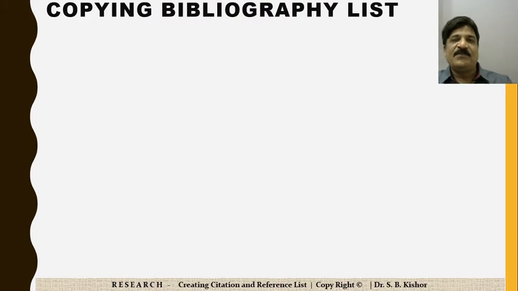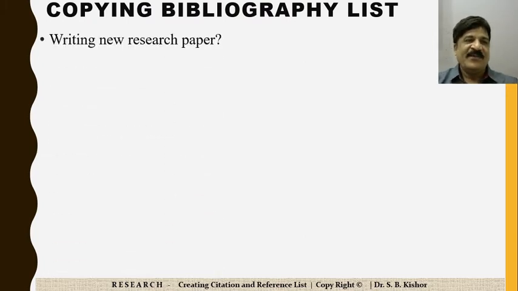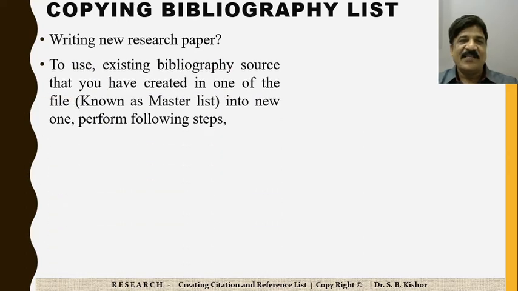Now, copying a bibliography list. When you are writing a new research paper and want to use the existing bibliography sources that you have already created in one of the files, which is also referred to as the master list, into a new one, perform the following steps. It means that if you are going to write a new paper and you have already written one paper, some of the sources that you used in the first paper you may want to use in the second paper too. So rather than creating all those sources once again, you are able to copy the earlier sources into the current one.